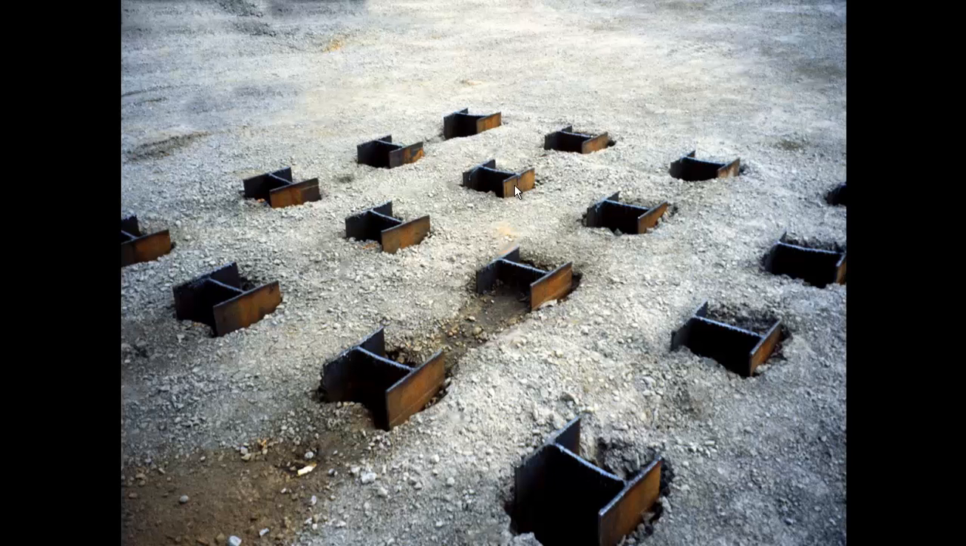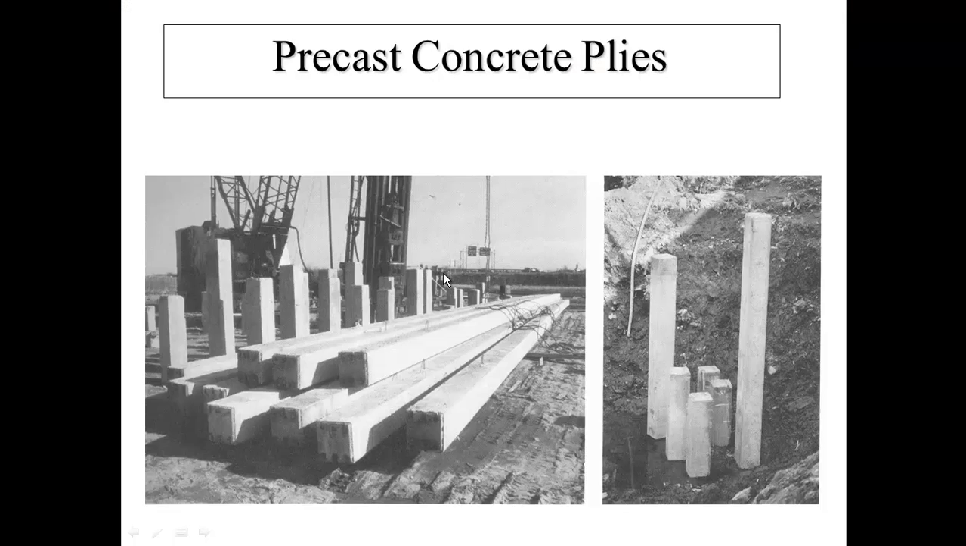Here's just that grouping. You can see where these have been piled down to refusal, and then a torch has been used to cut these off. They have an excavator kind of hold the top of the steel. The guy cuts it, and then they just lift the excess off. These are all at the same level, so they can pour some type of reinforced material on the top. Here's a photograph of some precast concrete piles that can also be driven into the ground and then cut off.